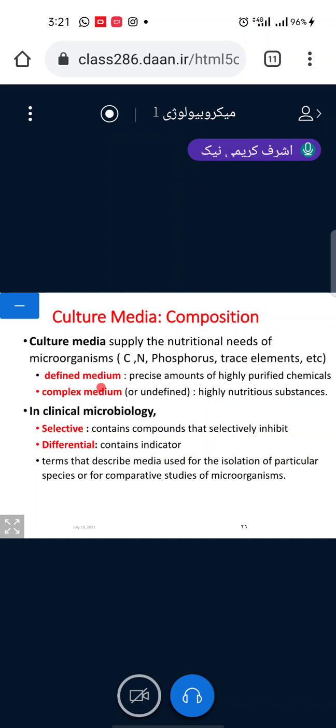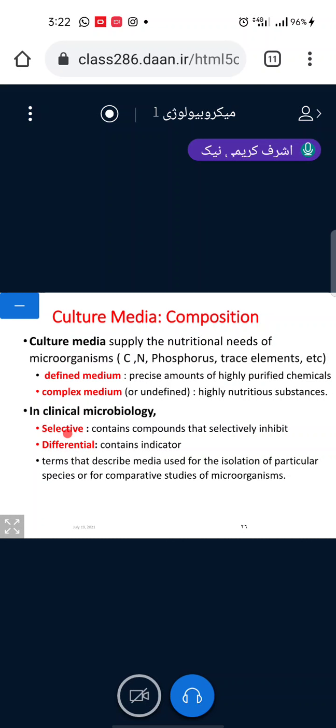Defined medium: precise amounts of highly purified chemicals. Complex or undefined medium: highly nutritious substances. In clinical microbiology, we have selective media, differential media, basic media.